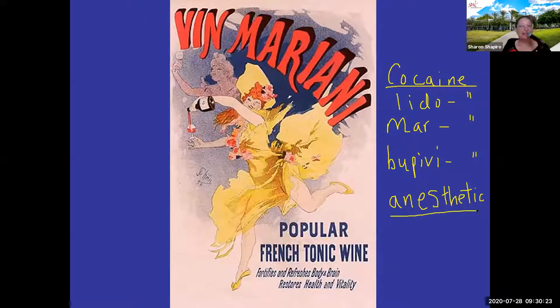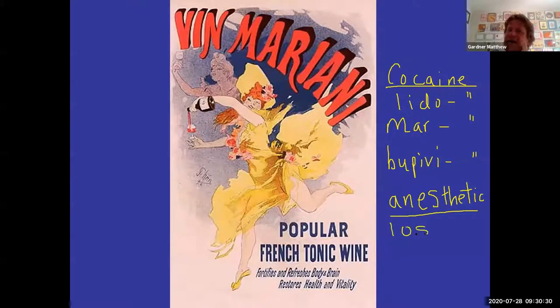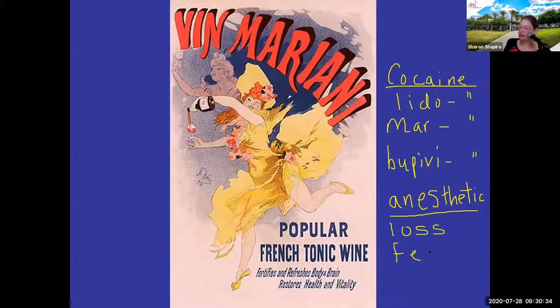And anesthetic, right, means that you have loss of feeling. No pain if someone were to squeeze or pinch or move your limbs, right? Loss of feeling. And we would use anesthetics at the dental office, for example, or to block your skin when we're going to do surgery.